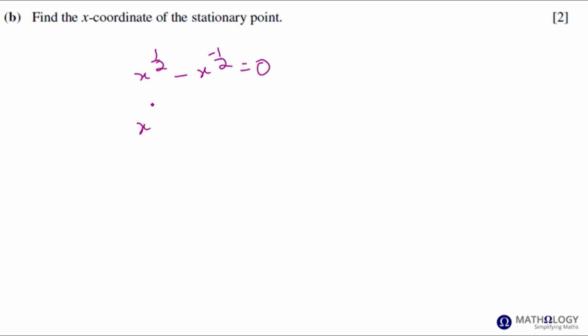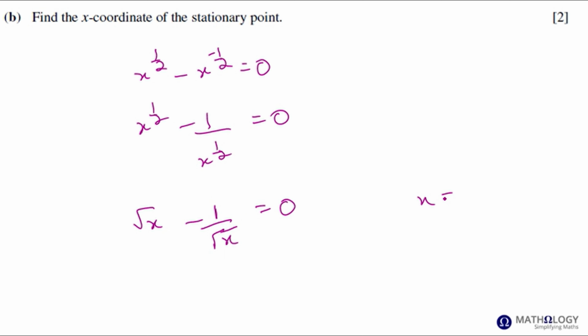Okay, so x to the half minus 1 over x to the half equals 0. Root x minus 1 over root x equals 0. I'm just doing it this way because it's neater to work with the surd. Multiply through, x cannot equal 0. Multiply through by root x, and we'll have x minus 1 equals 0. So x equals 1. So the x-coordinate of the stationary point is 1.